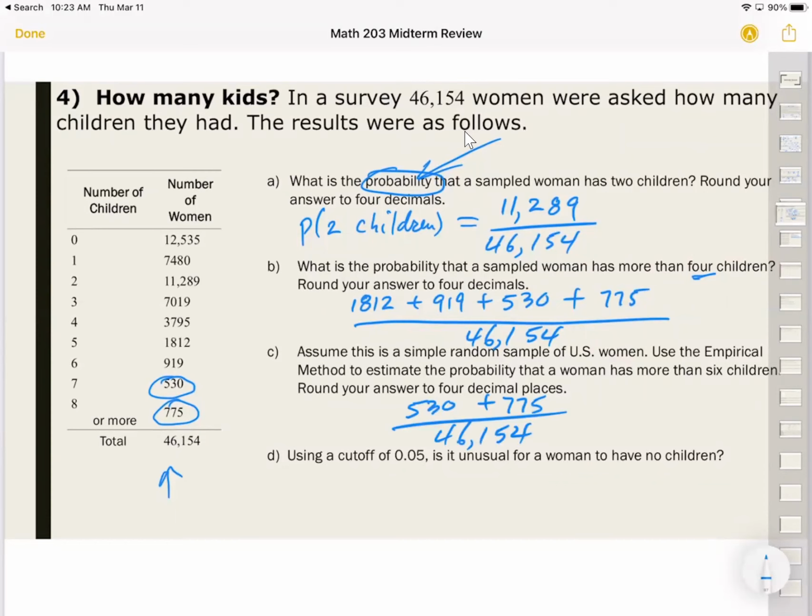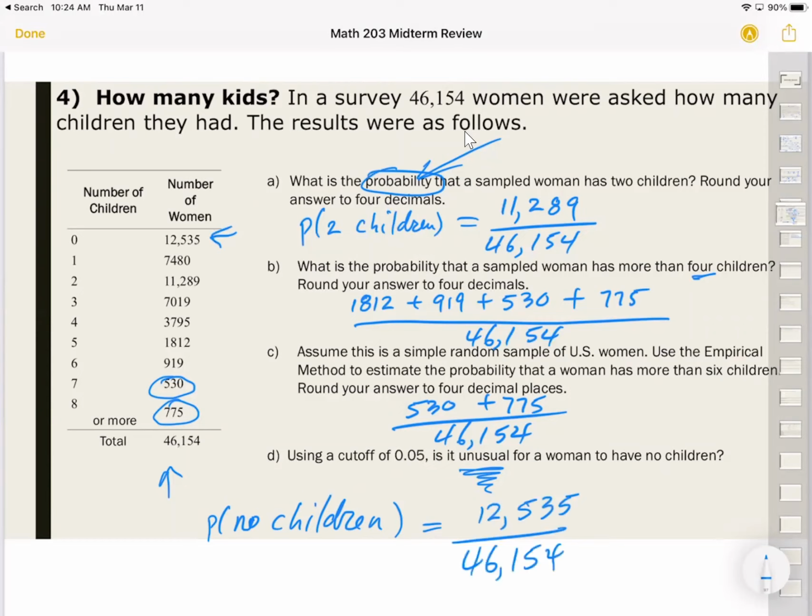In order for us to know if it's unusual or not, we need to find the probability of no children. Do you agree that no children means 0? So we need to take the 12,535 divided by the 46,154. If the result is less than 0.05, then we say it's unusual. If the result is bigger than 0.05, then it's not unusual, meaning it's usual.